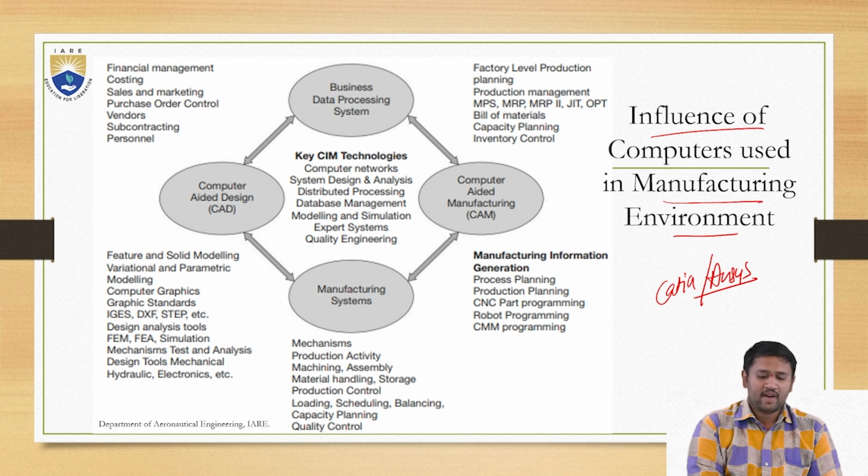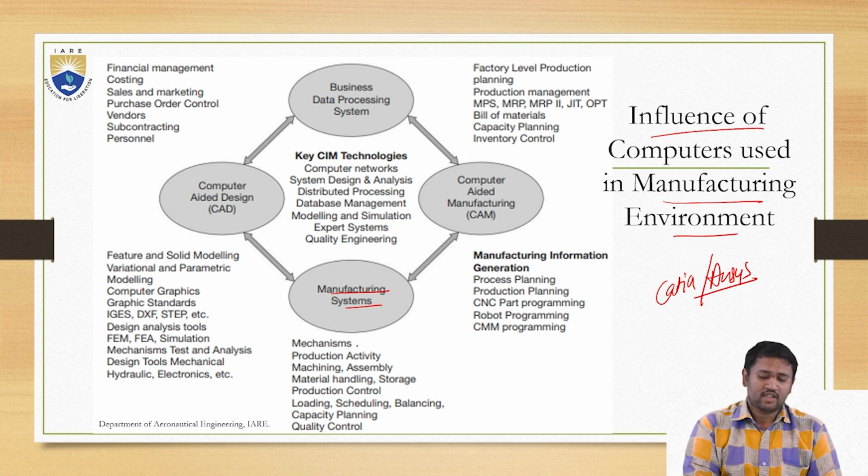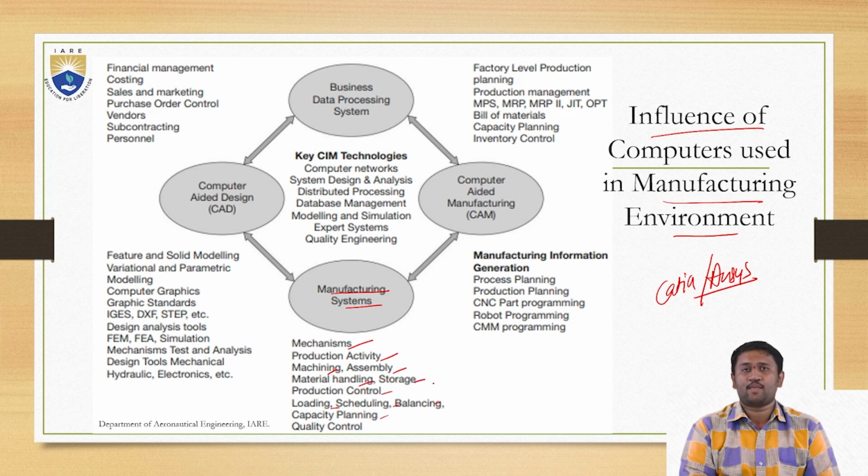Next, we will be going for manufacturing systems, right? Whenever a product is ready digitally speaking, with a draft created, that will be sent to your manufacturing system. In a manufacturing system, we use computers particularly for mechanisms, production activity, machining, assembly. All these functions are related to getting your product out.